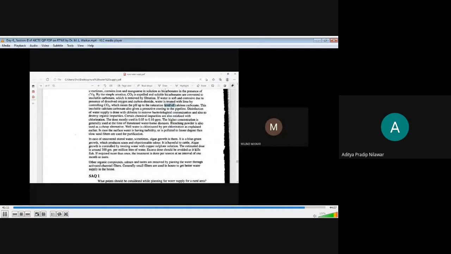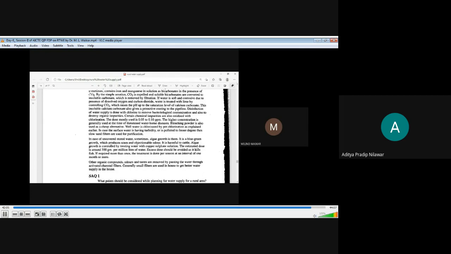Now, in case the surface water has turbidity or is polluted to a lesser degree, then we can also go for filters, sand filters, etc. Now, in case of uncovered stored water, sometimes algae grow. If it is a blue-green growth, it produces scum and objectionable odor. It is again harmful for cattle. We have to treat this. Usually, we can use copper sulfate solution for arresting the growth of algae.